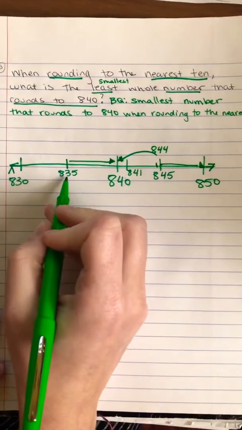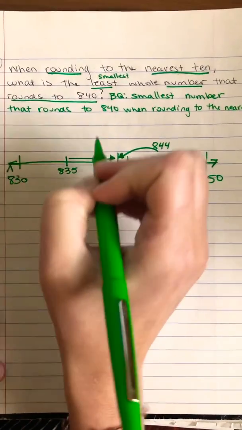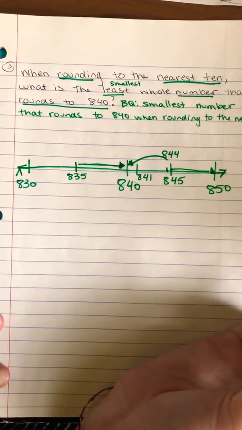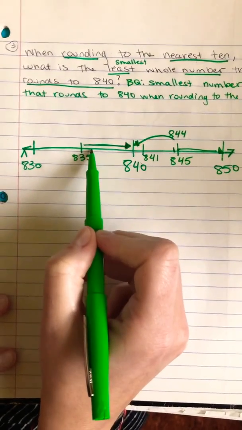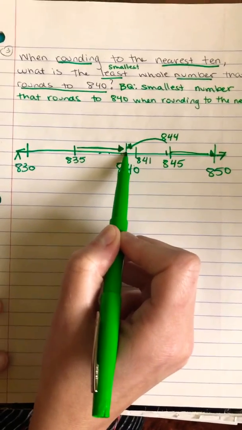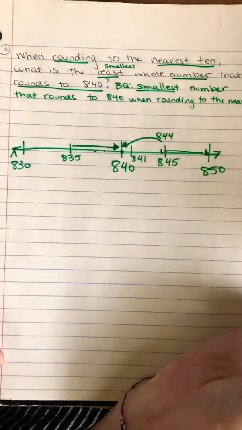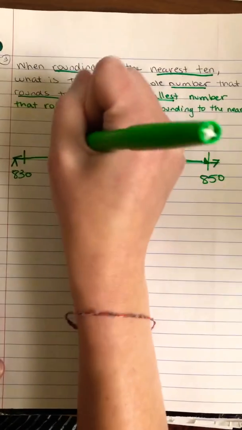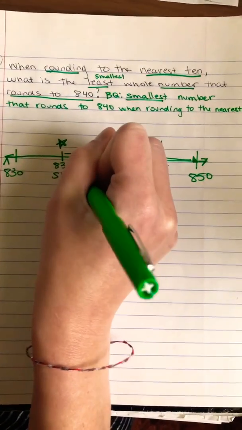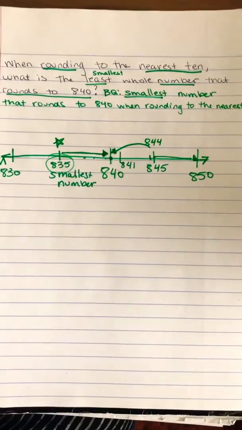So the midpoint is 835 between 830 and 840. So that means that the midpoint rounds up. So 835, 836, 837, 838, 839 all round up to 840. So if I'm just looking for the smallest number that rounds to 840, it would be my midpoint of 835, I'm sorry. So your answer should be 835.